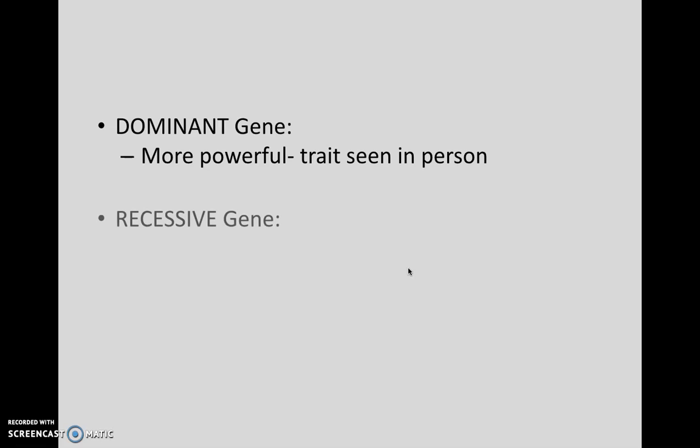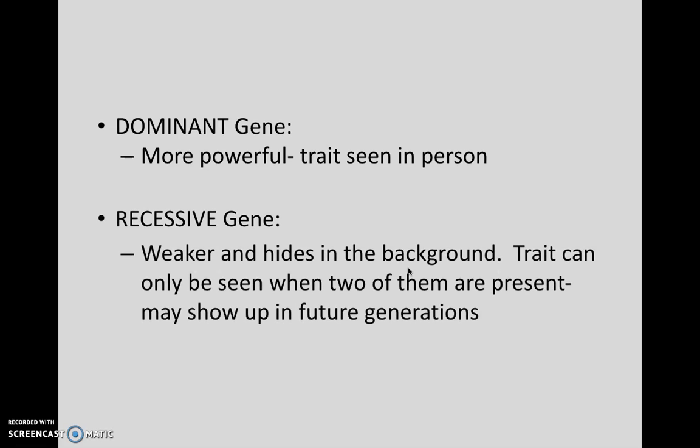All right, so now we're just going to go through a little bit of vocabulary before we get into some of the Punnett square stuff. So a dominant gene is a more powerful gene that is seen in a person. So this is going to be a trait that we see in a person. It is more powerful in their genetic makeup. A recessive gene, on the other hand, is a weaker gene, and it kind of just hides in the background. It waits until it has another recessive gene to become apparent. So a recessive gene will not show up until we have two recessive genes.